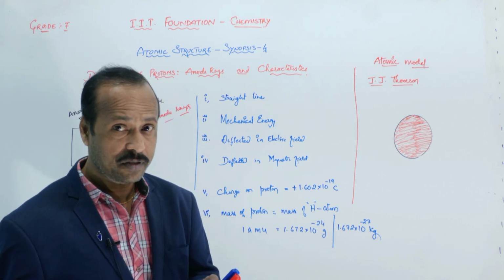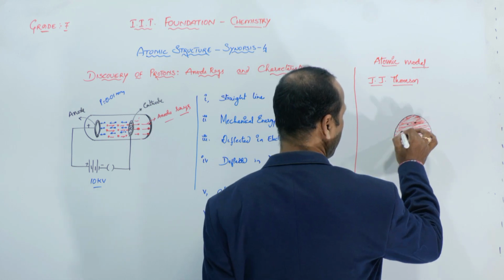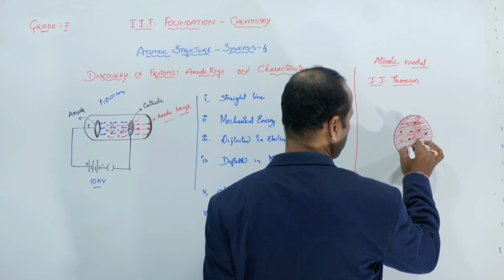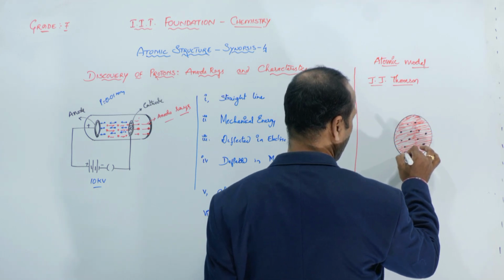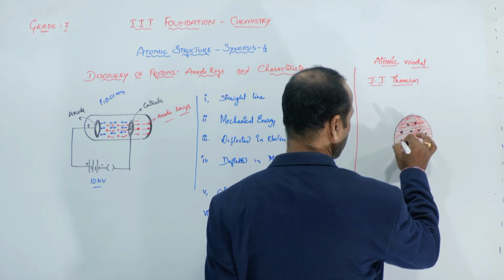And he discovered the electrons, so he said that the electrons are embedded in it. Like this, electrons are present in that. Electrons are distributed like this.